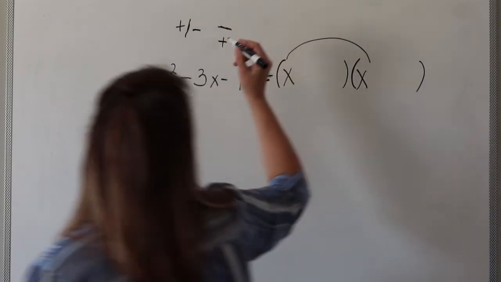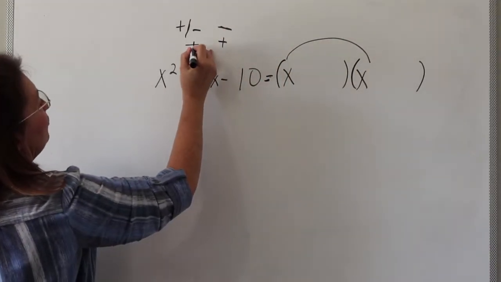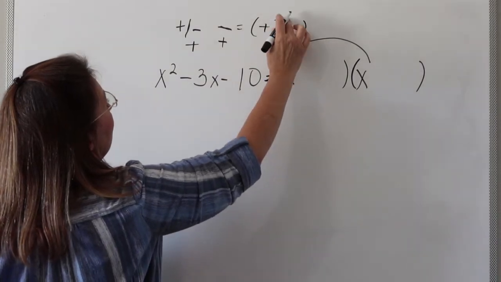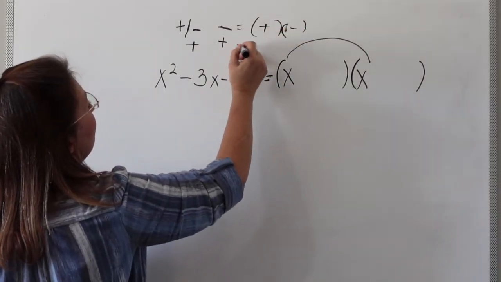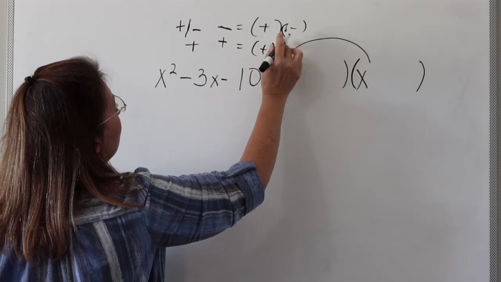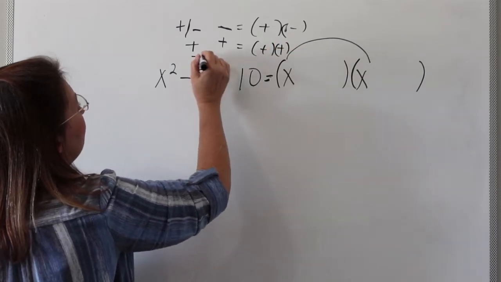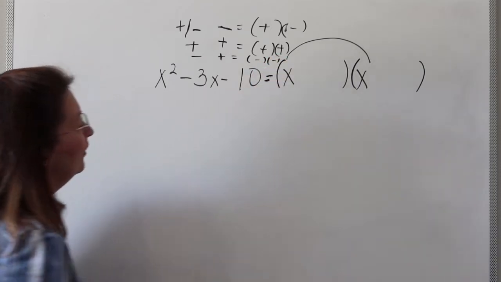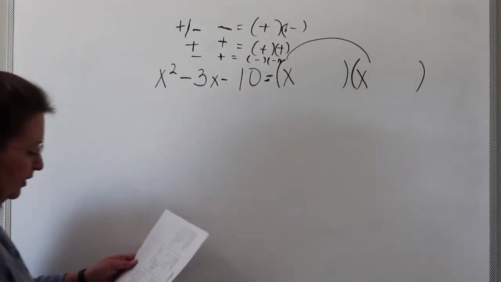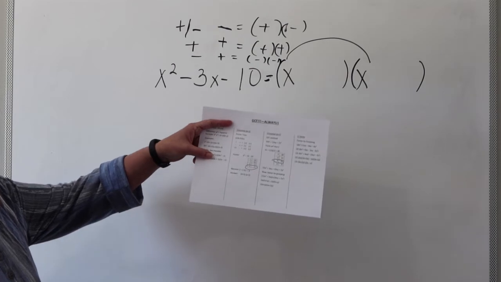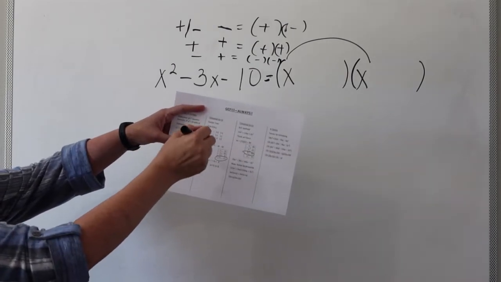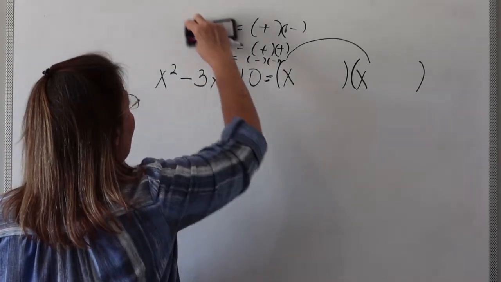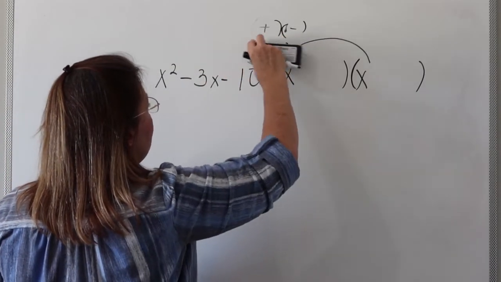So, let me get a little more organized. You would have a plus and a minus. If you have a plus and a plus, you've got a plus and a plus. If this is a minus, you're going to have a minus and a minus. And that made a really big mess. But this chart, that's on here. That's what this is right here. So you need to memorize that so you'll know what signs go in your two binomials.